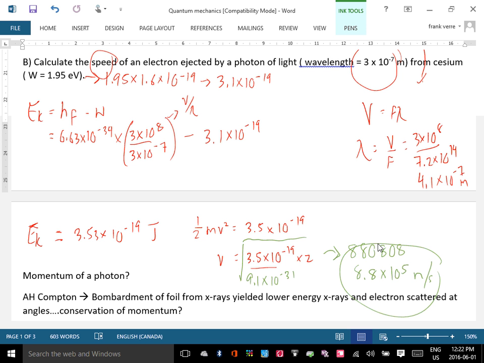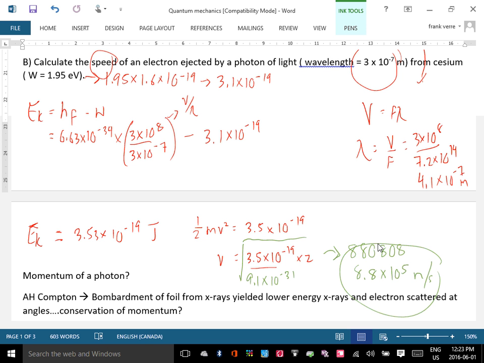Okay, ladies. So there's your intro to some basic quantum mechanics calculations where we looked at the energy of photons. And then tomorrow we'll talk about the momentum of a photon.